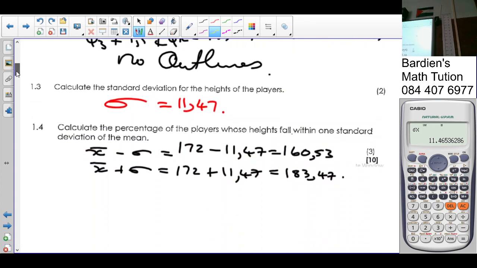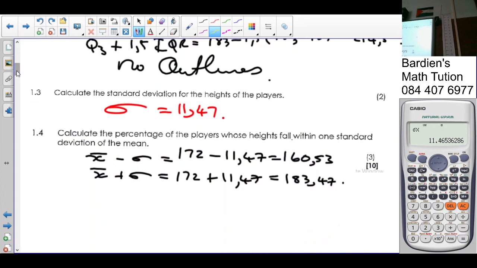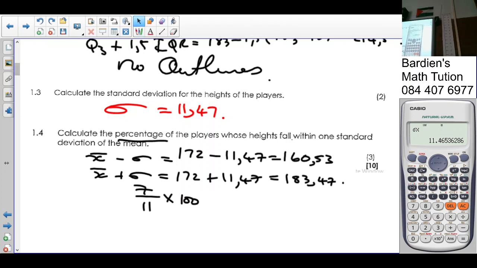You guys understand? So what do we then say? 7 over 11, you remember its percentage, times 100. So 7 out of 11 times 100 is 63.64%. Okay, any confusion there?